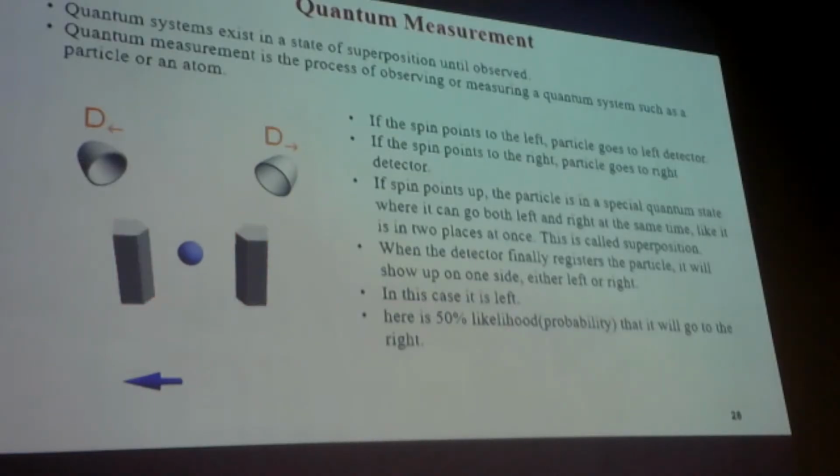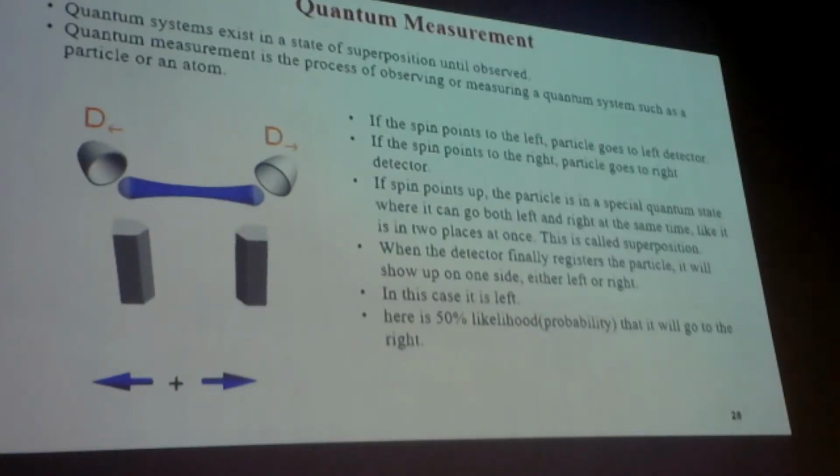Now, as I said, from superposition, for it to collapse to a measurable form, you need to do the measurement. So quantum systems exist in a state of superposition until observed. So quantum measurement is the process of observing or measuring a quantum system, such as a particle or an atom.